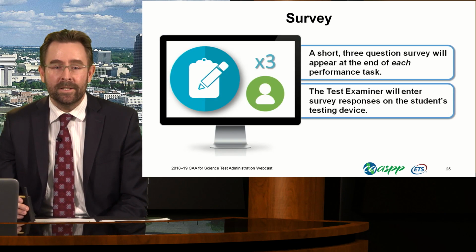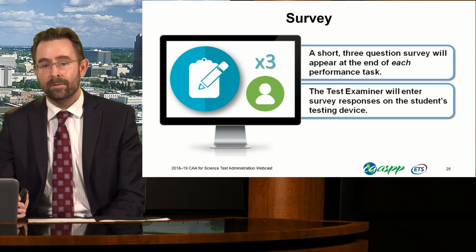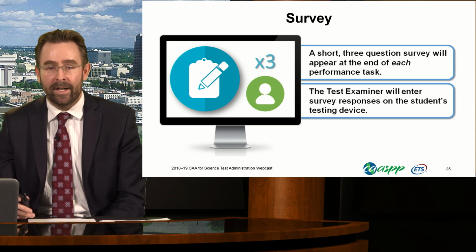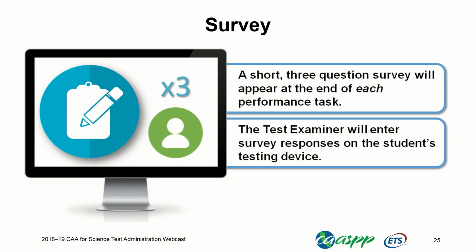After all the test questions in the embedded performance task are administered, the test examiner will answer that short 3-question survey we mentioned. It will appear in the student testing device after the in-test button has been selected, and it does appear 3 times, once for each of the performance tasks given to a student. And again, the questions there are about the student's engagement with the performance task and whether or not the test examiner took advantage of opportunities to individualize any parts of that performance task.